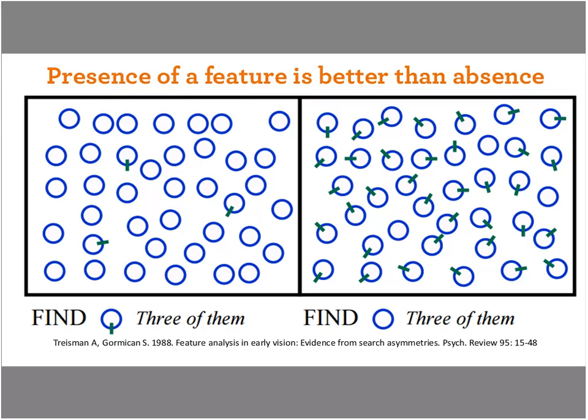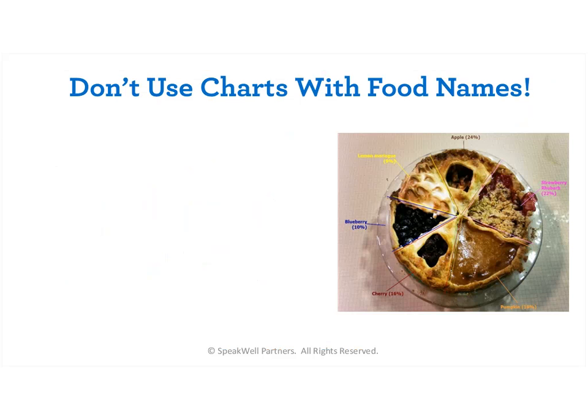That's right. So now that you know about pre-attentive visual issues, let's talk about some do's and don'ts with the kind of charts you're going to use. And our first pronouncement is, please don't use charts with food names, and there's a good reason why. So let's look at this pie chart.